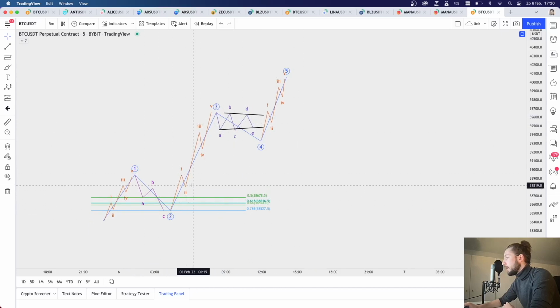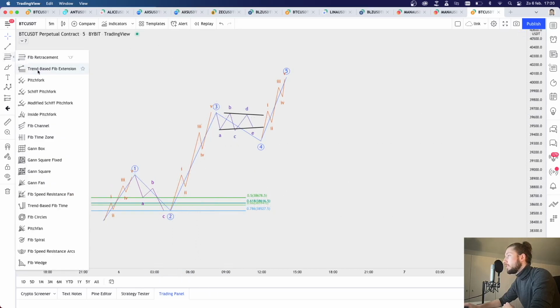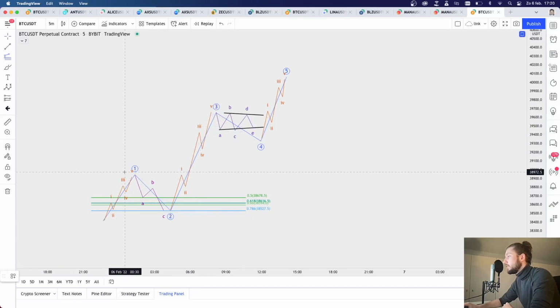So now that we measured our second wave, we have to target our third wave, which has 2 probabilities, also using the trend-based Fib extensions. So for the correction patterns, the second one and the fourth one, we use a Fib retracement. And for measuring the waves to the upside, we use a trend-based Fib extension.